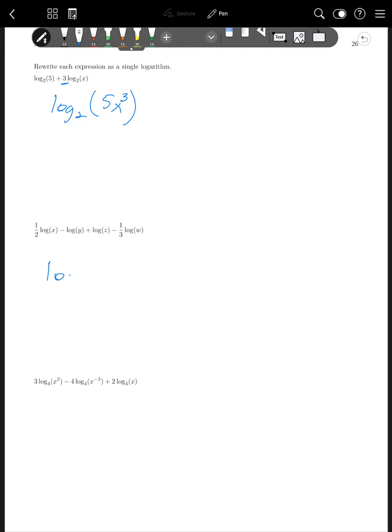So the second one, we've got log. We've got positive and negative log, so there is going to be stuff in the denominator here. X and z are positive, so they'll go in the numerator. Y and w are negative, so they'll go in the denominator. And then we've got a 1/2 in front of x, so x will be to the 1/2 power. And we've got a 1/3 in front of w, so w will be to the 1/3 power. So like that.